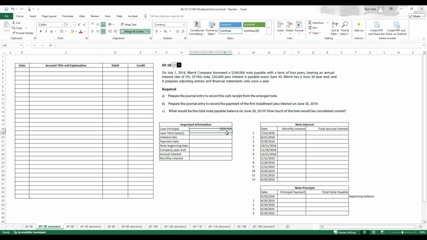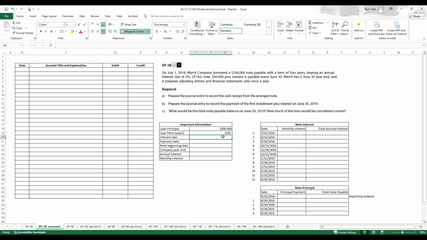That's the total note. And then remember that the loan principal is the amount that you borrow, and it's also the amount that the interest rate is calculated on. Okay, the loan term is, I think it said 4 years. So we're going to have this thing starting July 1st, and it's going to go through 2018. It's going to go through 2022.